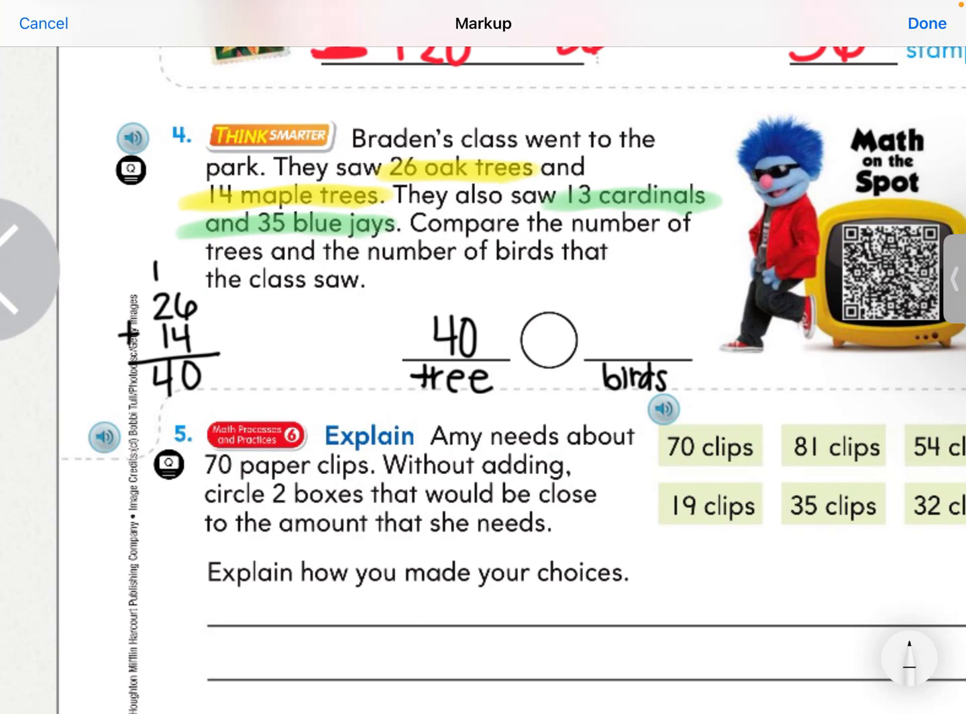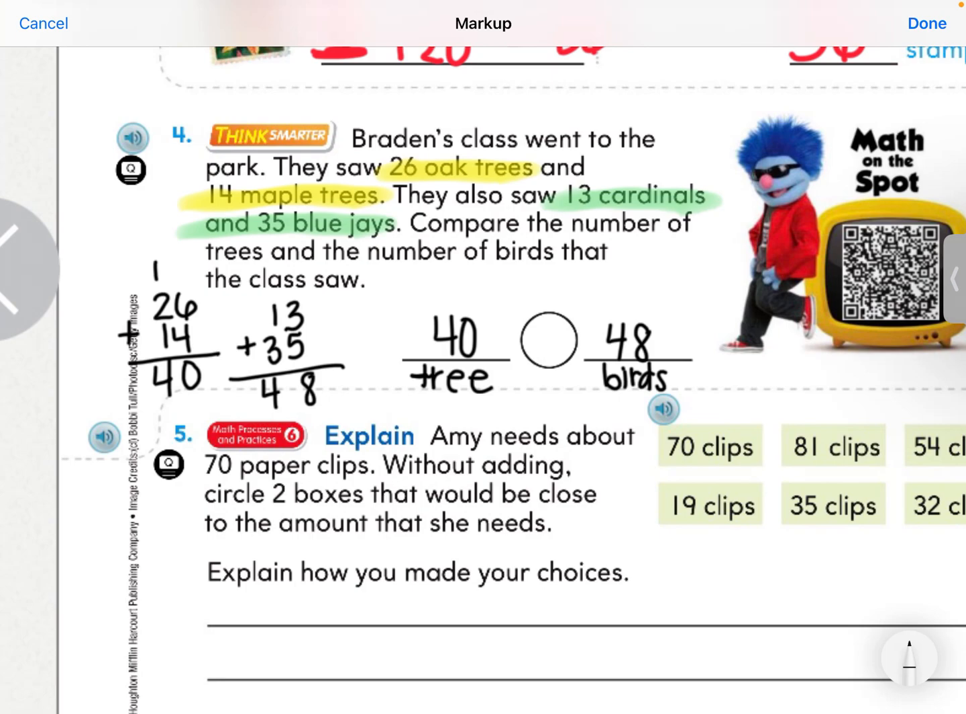Now I need to solve for how many birds I saw. I see where he saw 13 cardinals and 35 blue jays. So this is what my math sentence will look like. I'm going to add my ones. 3 plus 5 is 8. Did I create a 10? No, I did not. So I can just add my tens. And so I saw 48 birds.